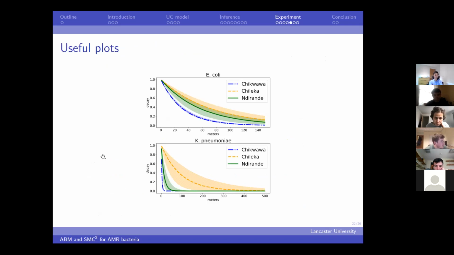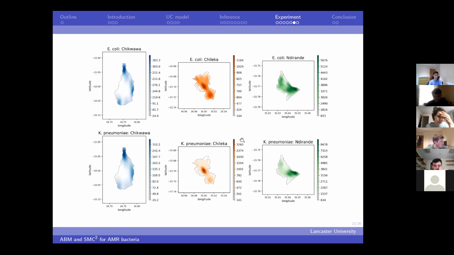Okay, now I just want to show you, before concluding, some useful plots, like for example the exponential decay in space of the 2 bacteria. You can see that there is a quite fast decay in Klebsiella pneumoniae and a quite slow decay in Escherichia coli, which again might be because this is more about the individuals and this is more about the environment.